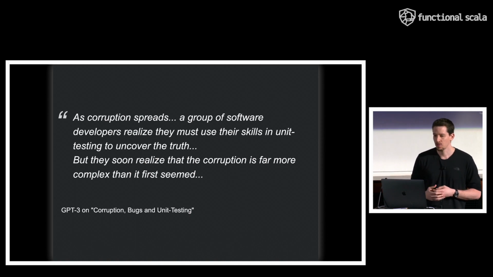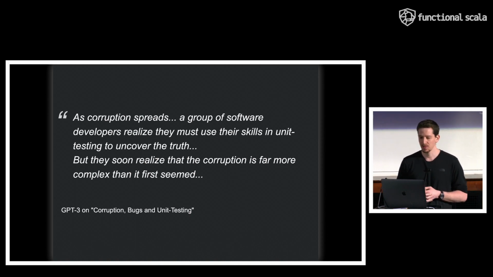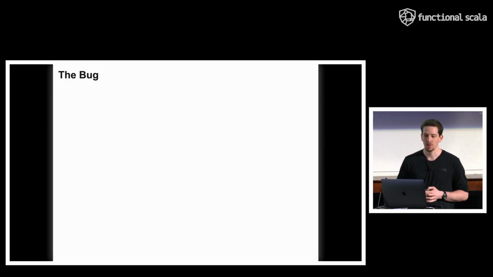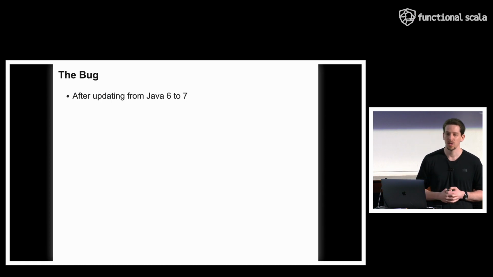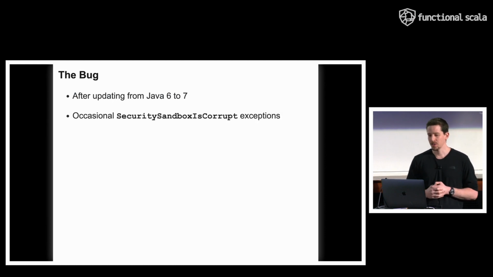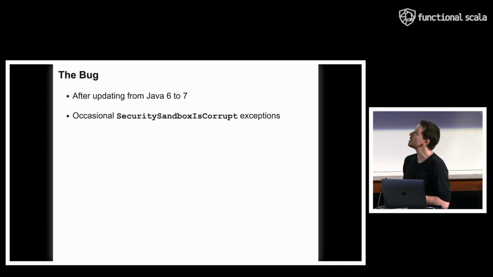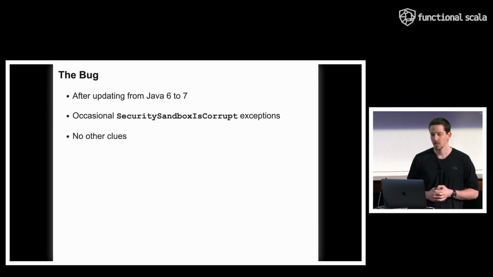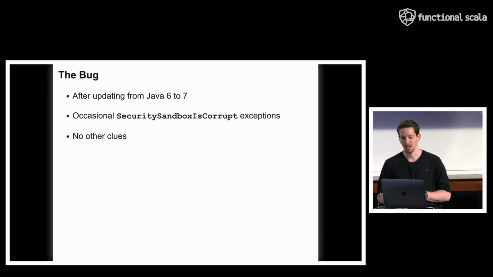Now we are familiar with the system to some extent. We're ready to dive into the production bug. One day you get the bug report, and it looks like this. After updating from Java 6 to 7, it's about time, probably way past time, we started getting occasional exceptions called security sandbox corrupt exception. And that's it, no other clues. That's the bug report, that's all we get.